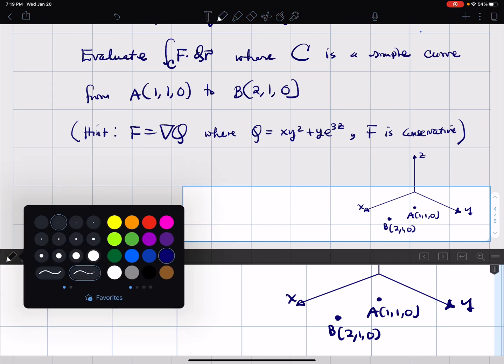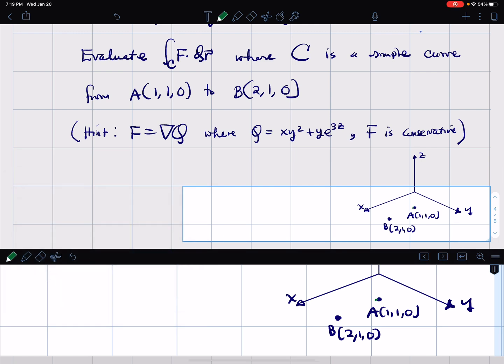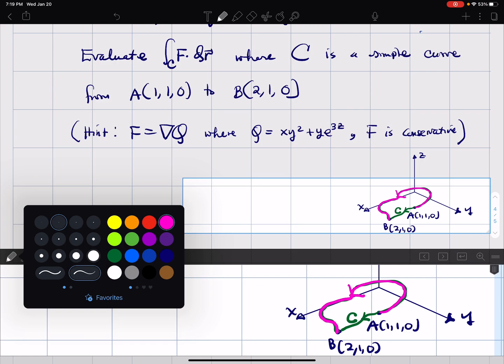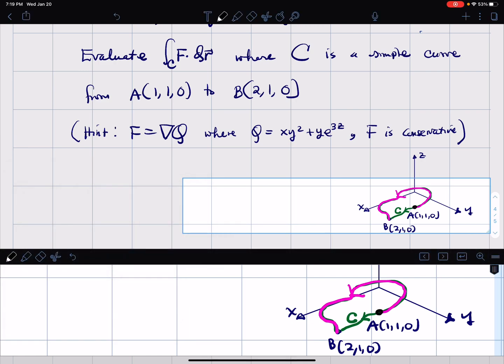So we're going along this curve, a green curve, any green curve. It could be that curve. It could be a green curve that goes like this. So this could be our C, or sorry, let's use another color, this pink color. It doesn't matter as long as it starts from A and ends at B. Or it could be another curve altogether. Think of another curve that starts here and ends there. So it's just any simple curve.